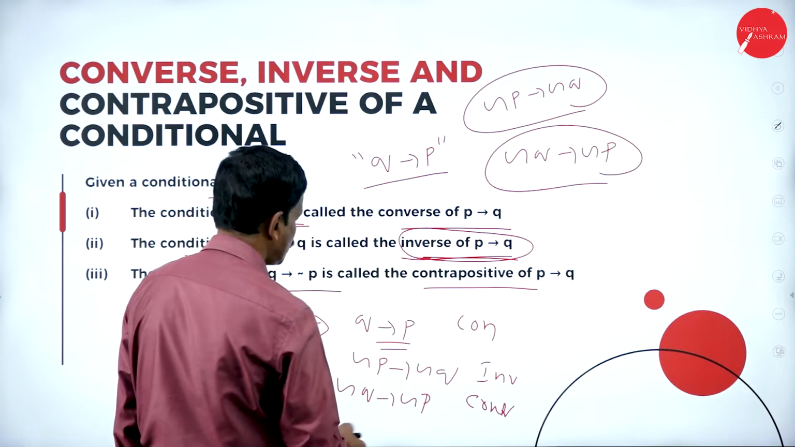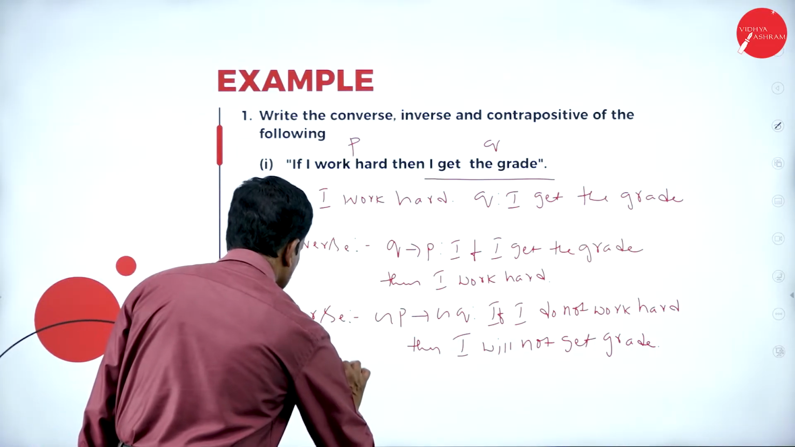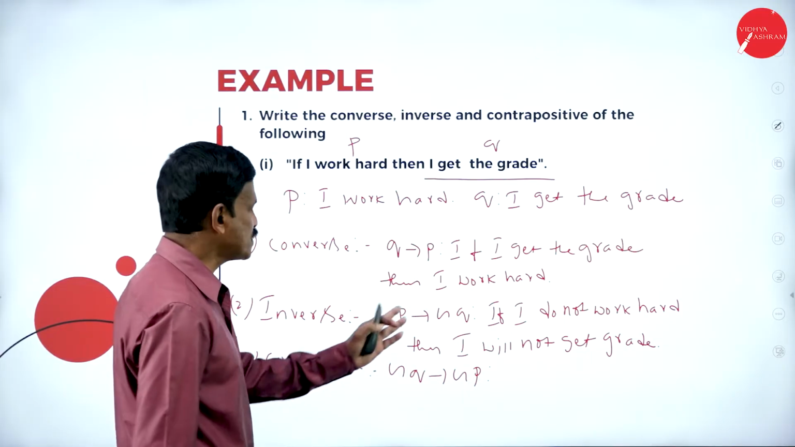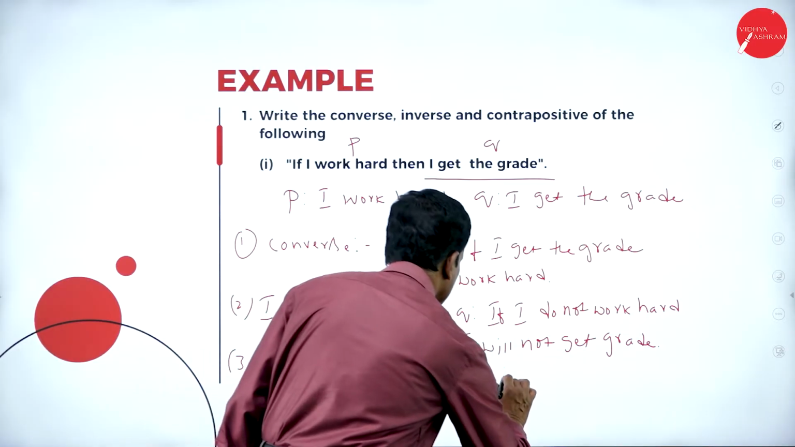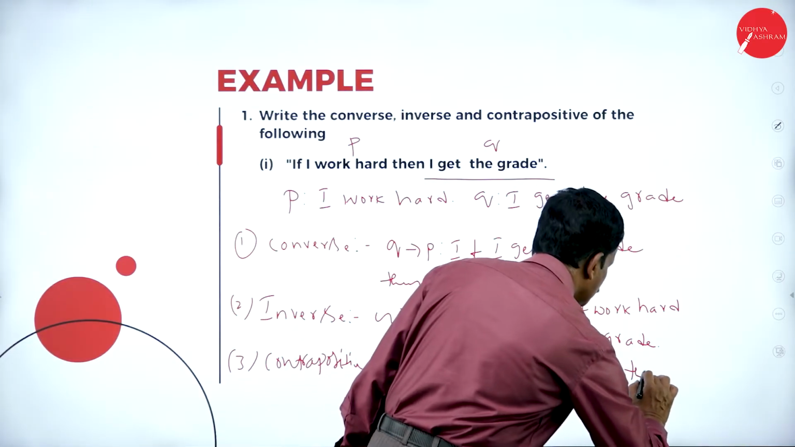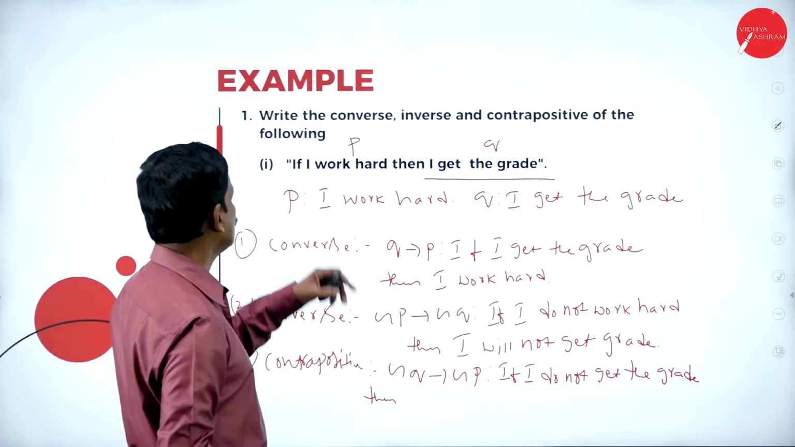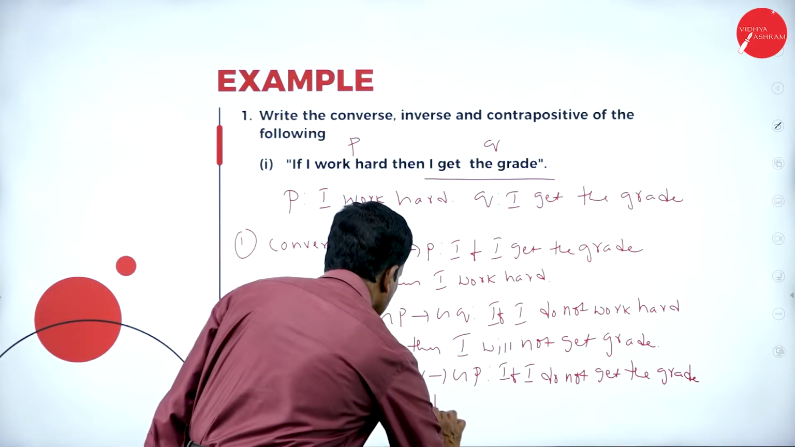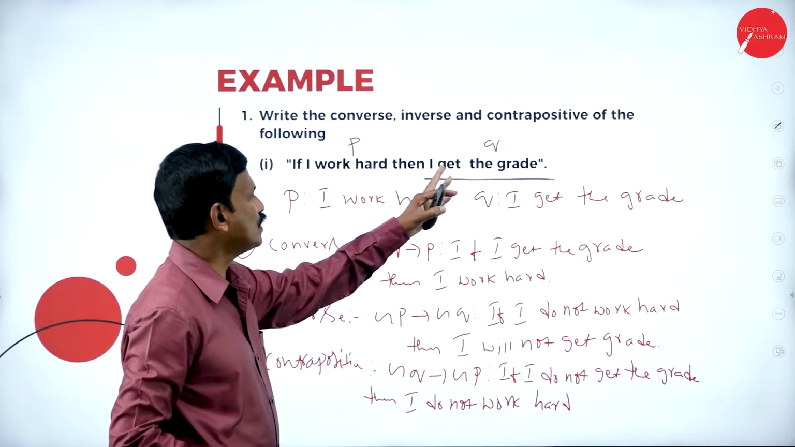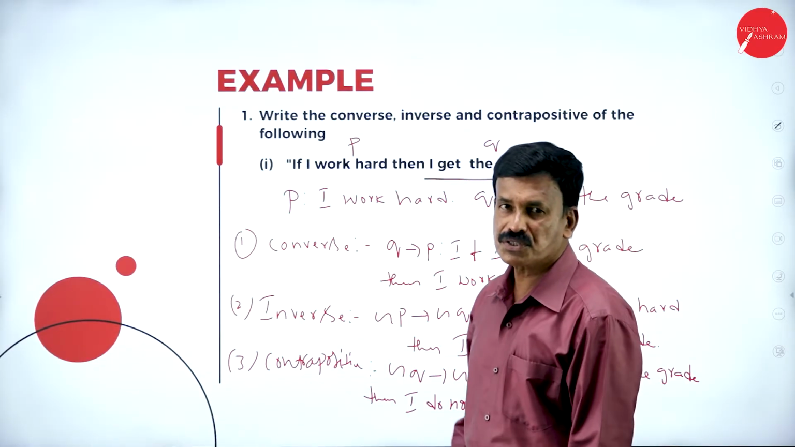And the last one is the contrapositive. For contrapositive, negation Q conditional to negation P. First the Q statement: if I do not get the grade, then negation of P, I do not work hard. So if I do not get the grade, then I will not work hard. This is how we write the converse, inverse and contrapositive for the given statement.